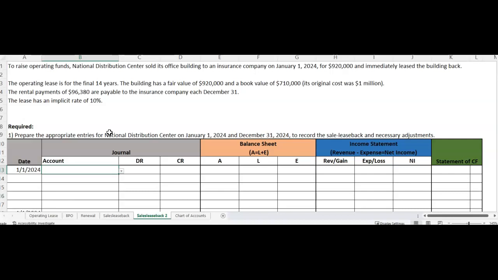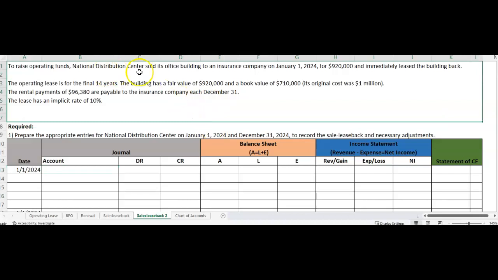Therefore, it would not qualify as an actual financing lease, which is what we want. We want it to qualify as an operating lease in order to use this method. All right, so what do we do in that instance? Well, first, we do have to record the sale itself.